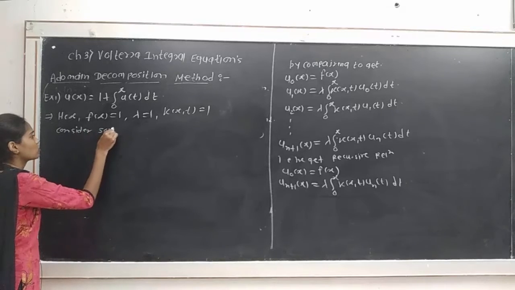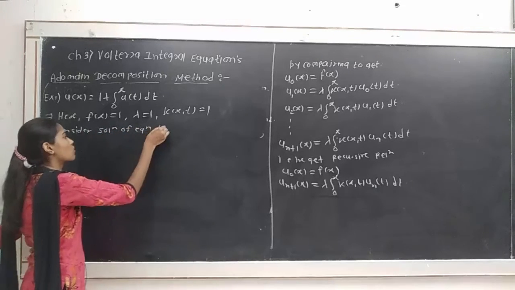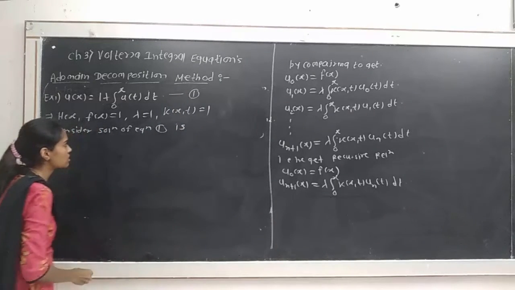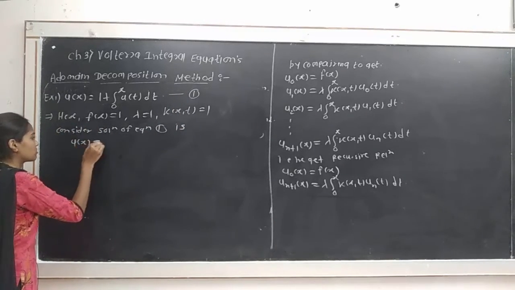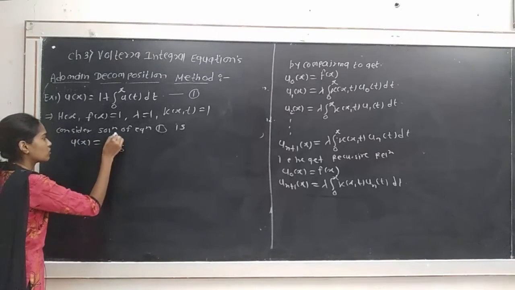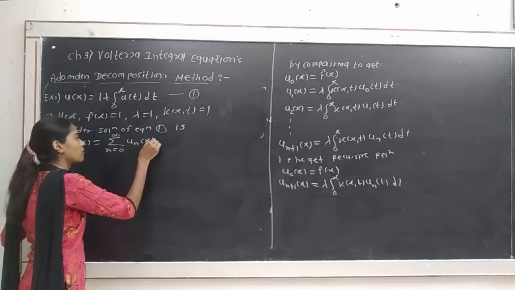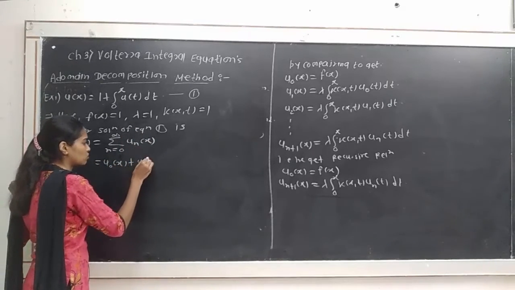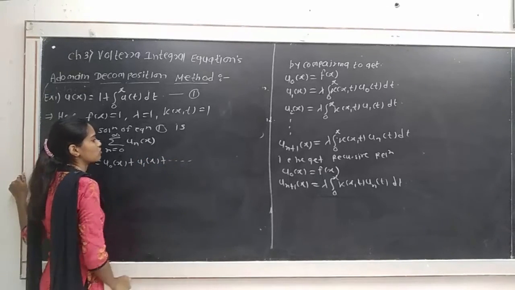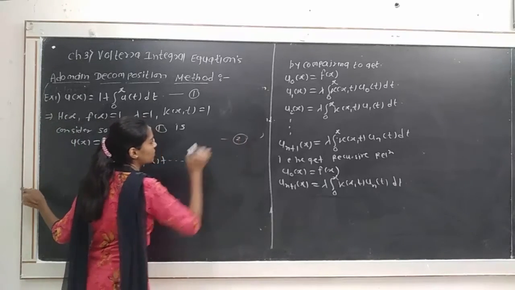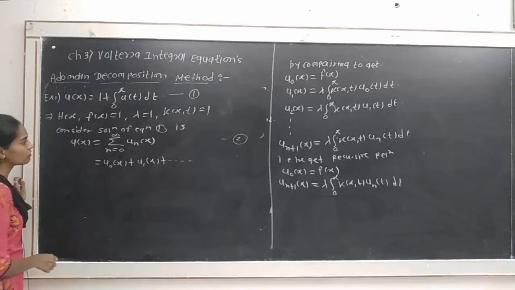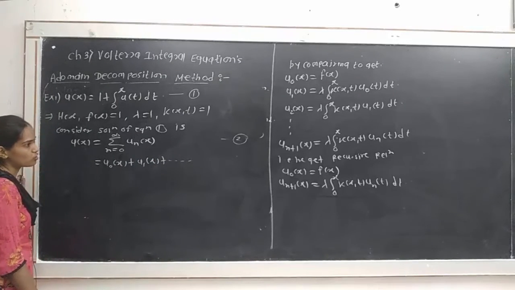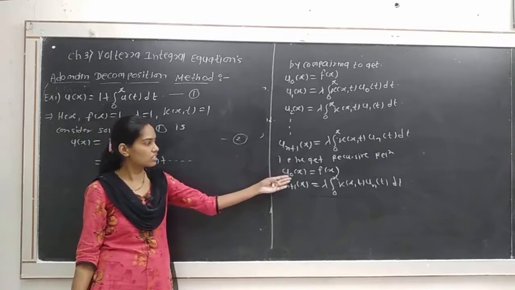consider the solution of equation number 1. Take it as equation number 1. The solution of equation number 1 is in series form, that is u of x is equal to summation n is equal to 0 to infinity un of x, that is we write it as u0 of x plus u1x plus so on. Okay, take it as equation number 2. Then we have to find the components u0 of x, u1 of x and so on. So for that we have to use this recursive relation.